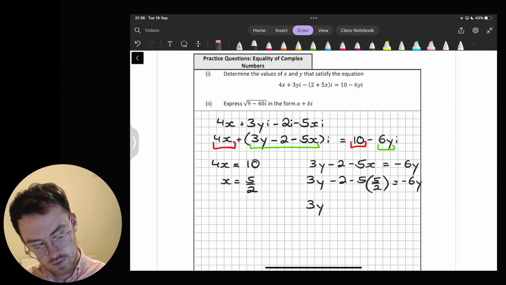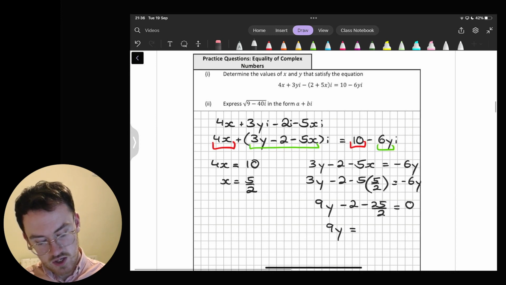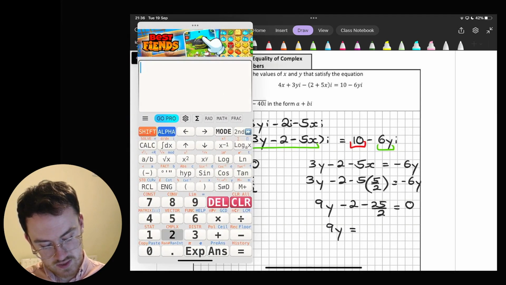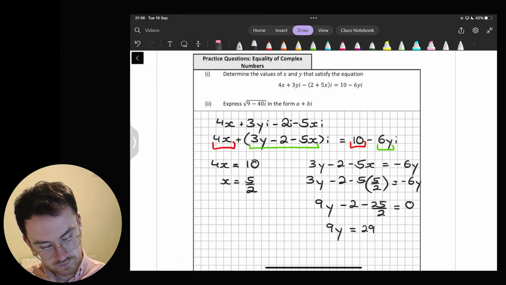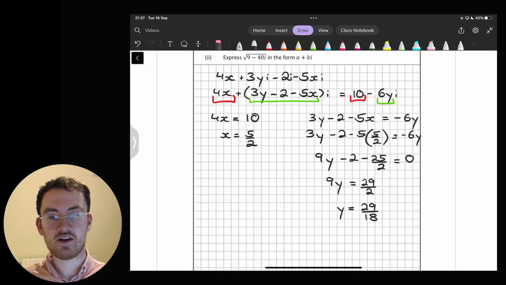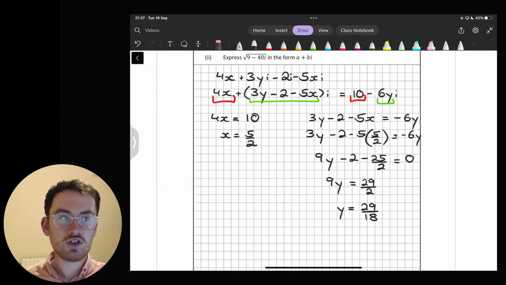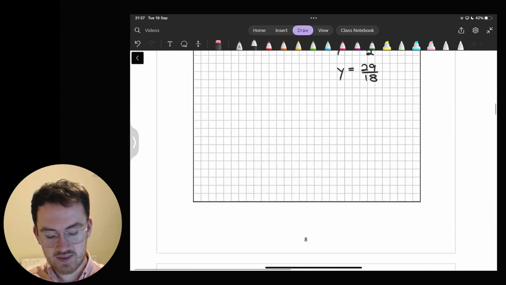So we get 3y, let me bring the y's across here as well, to give me a total of 9y minus 2 minus 25 over 2, and we'll have that equal to 0 for the moment then. So let's just use our calculator here to save ourselves some trouble. We're going to just add these two, 29 over 2 on this side here, and then I can divide by my 9 to get my value at the end there of 29 over 18. So an unusual value, but still correct for this question here, because we've applied everything in the correct way.